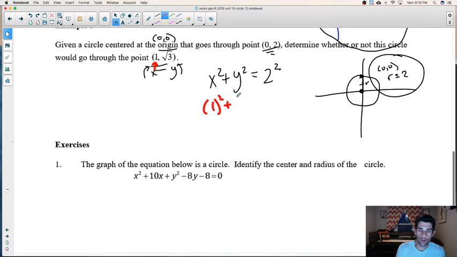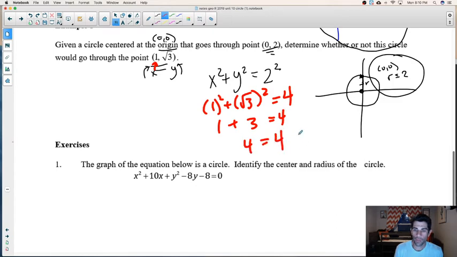1 squared plus √3 squared should be equal to 4, which is 2 squared. And if it's true, then the answer is yes. If it's false, then the answer is no. 1 squared is 1. The square root of 3 squared is 3. 1 plus 3 is 4, so 4 is equal to 4. So yes, the point (1, √3) is on the circle.